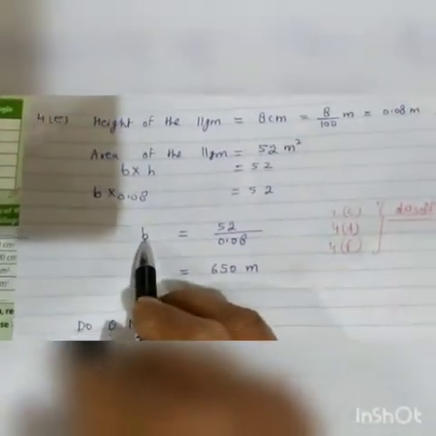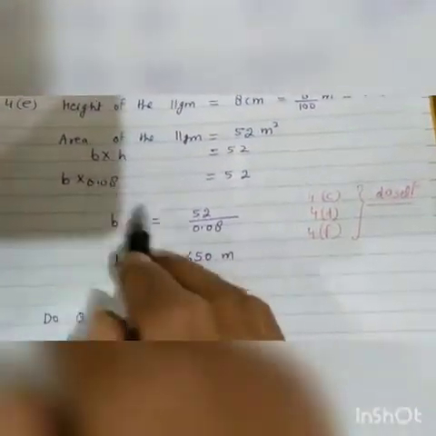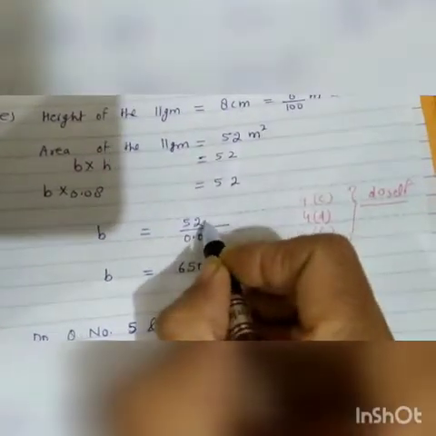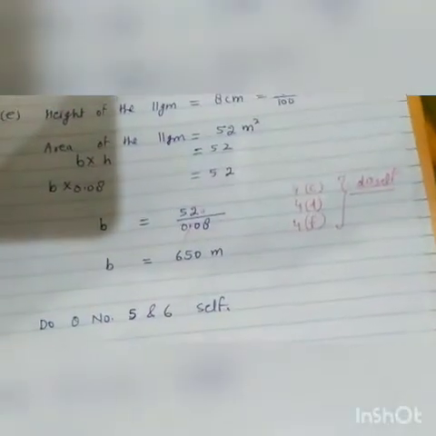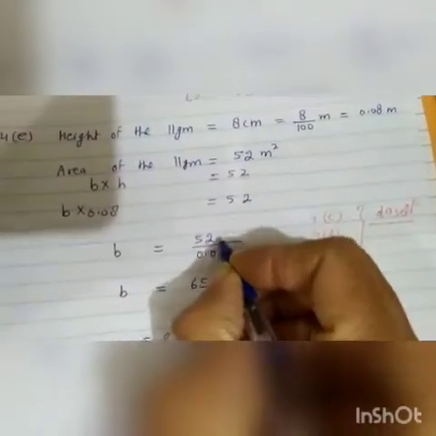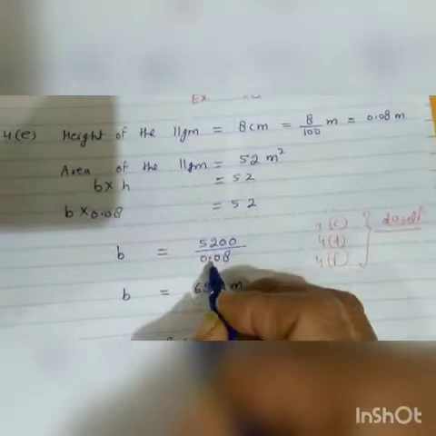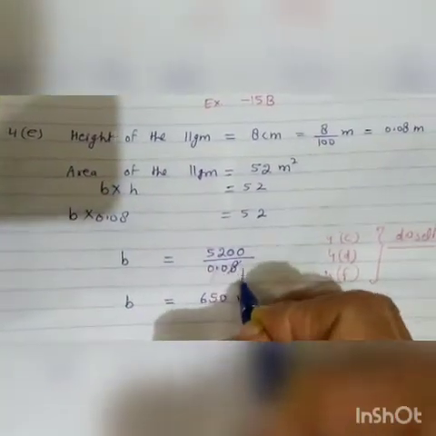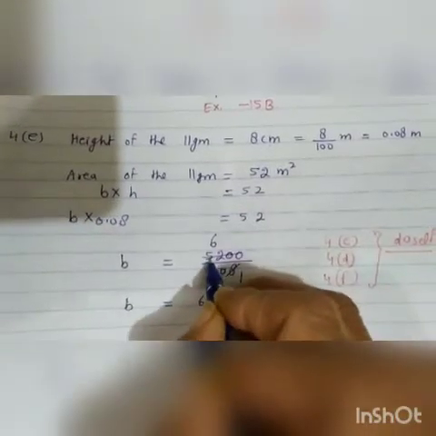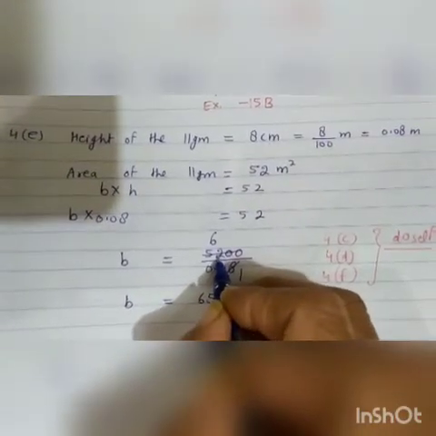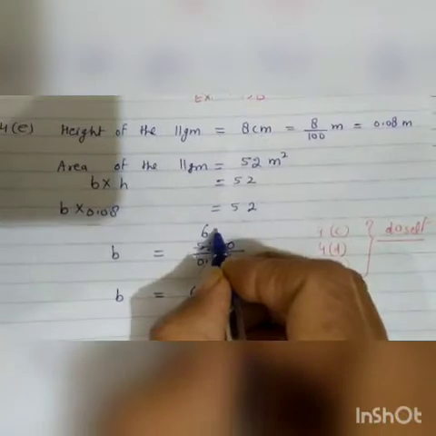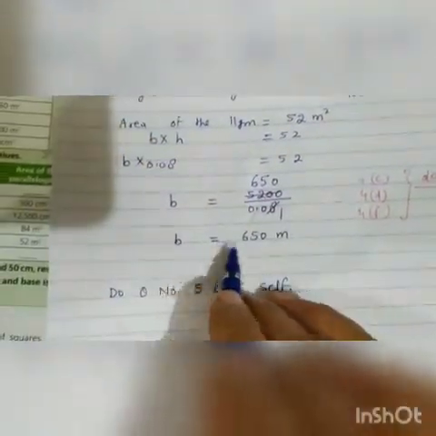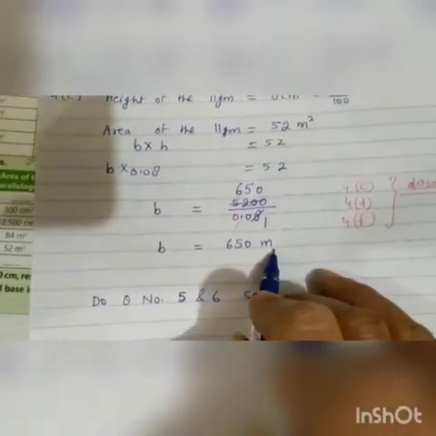Then B is equal to 52 upon 0.08. Remove decimal from here. Add 2 zeros here because after decimal there are 2 digits. Now simplify it. 8 1 is 8. 8 6 is 48. 4 remainder. It will become 40. 8 5 is 40. Then 0. So base is equal to 650 meter.